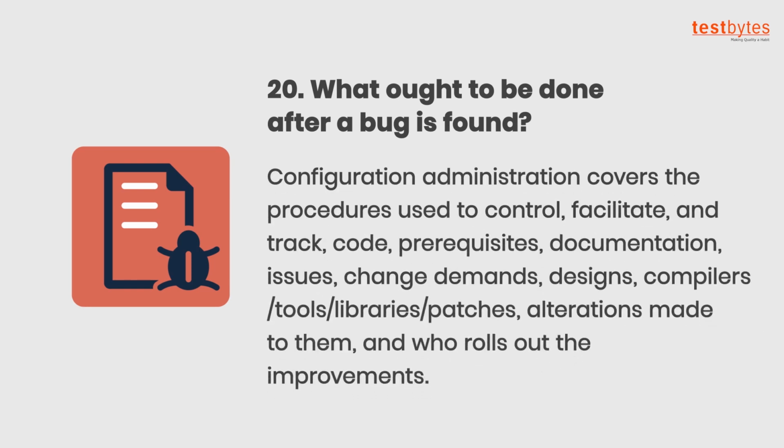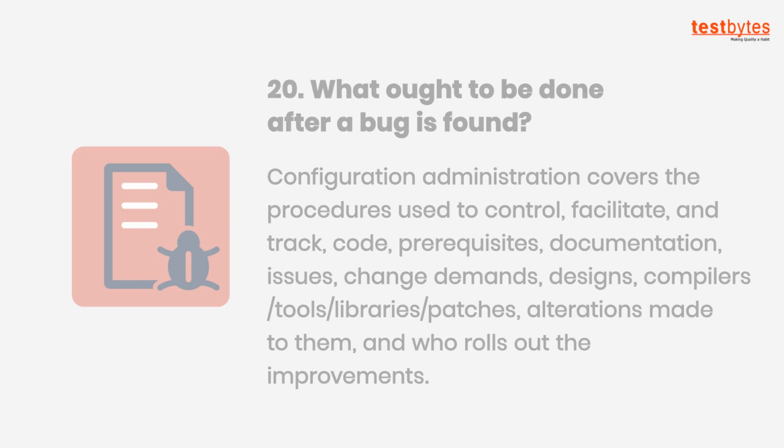Number 20. What ought to be done after a bug is found? Configuration administration covers the procedures used to control, facilitate, and track code prerequisites, documentation, issues, change demands, designs, compilers, tools, libraries, patches, alterations made to them, and who rolls out the improvements.